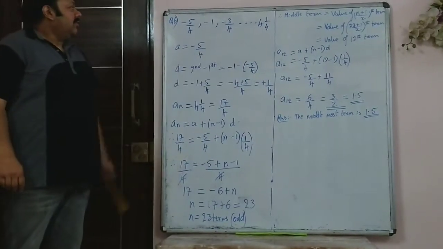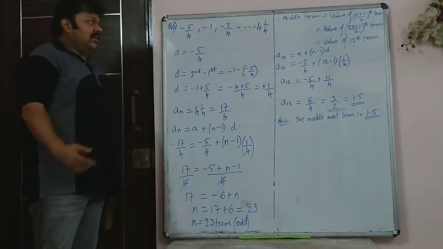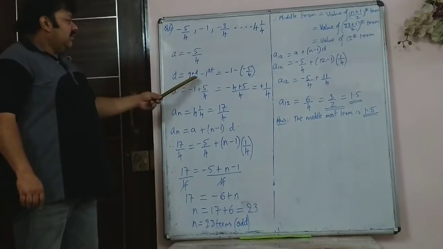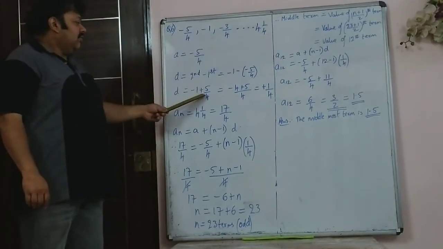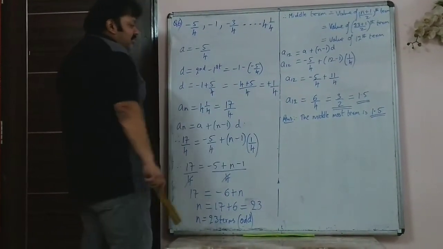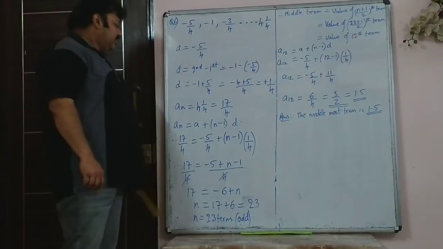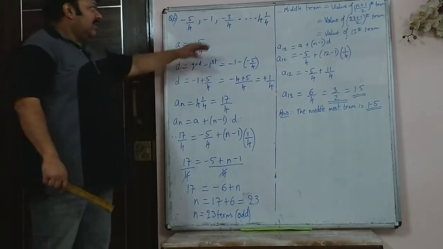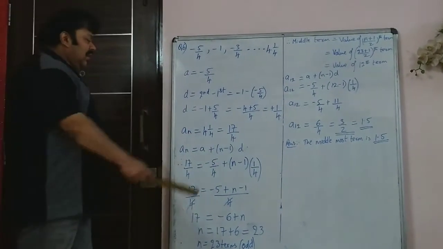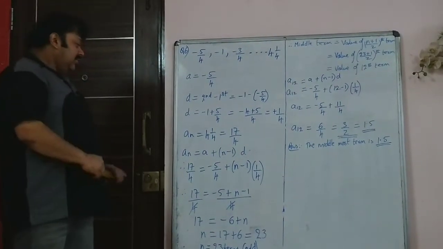You are given the next AP and you are asked to find the middlemost term of this AP. So again we know the first term is minus 5 by 4. Second term is minus 1. So minus 1 minus of minus, that is plus 5 by 4, that will be d. So minus 4 plus 5 by 4, that is 1 by 4. So d is 1 by 4. So now the nth term, that means the last term, given is 17 by 4. And now from this we have to find how many total number of terms are there.